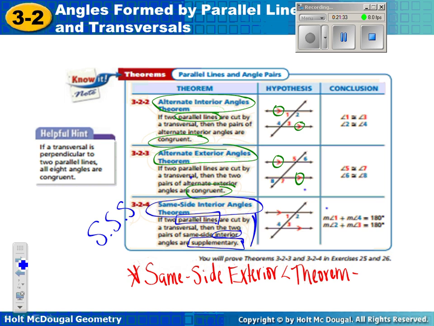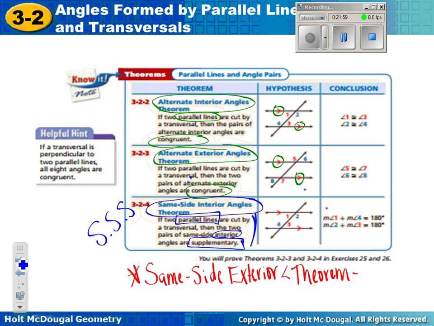Corresponding are on the same side, but they're not interior. Interior are all of the angles that are in between the two lines. Exterior are all the angles that are outside the two lines. So if these are my two lines, these are exterior angles, these are exterior angles. Exactly. They're on the same side, one's inside, one's outside.